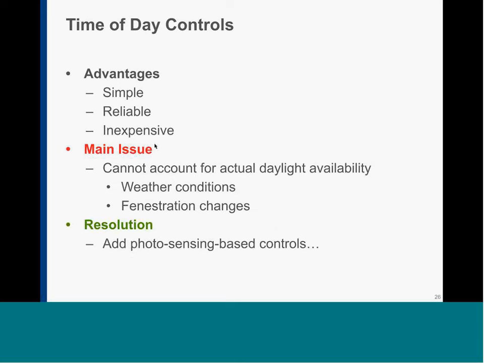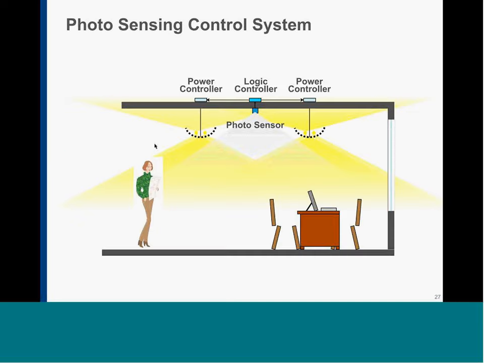Taking a closer look at the photosensing system, you see here a graphic with two pendant luminaires, and you can see the photosensor in between the luminaires. This is a viewing angle into the space, and the photosensor passes its signal to a logic controller. The logic controller has setting points to know what kind of signal to send to the power controllers that control the power to the lamp. So this is the complete photosensing control system. And the control happens at the logic controller.